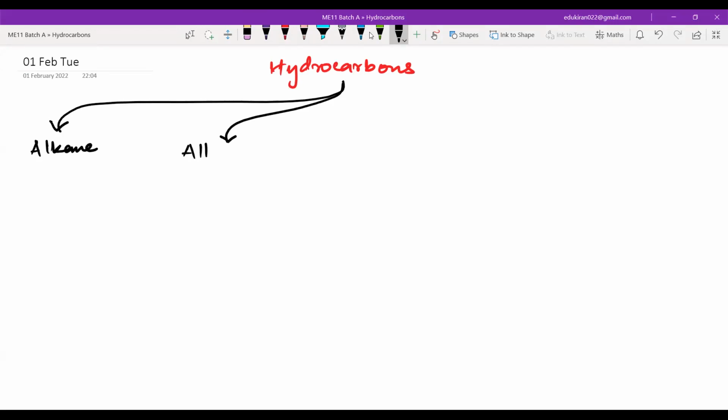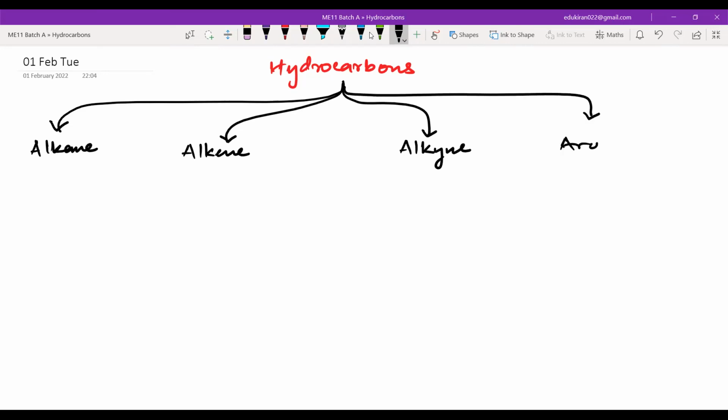Alkane, alkene, alkyne, and aromatic compounds. So these are the 4 things that we have to study.